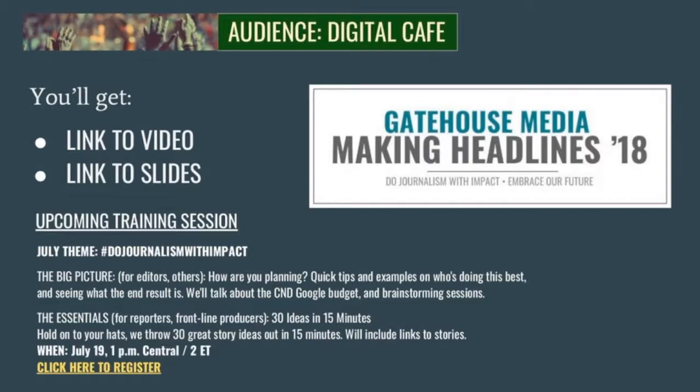And just a reminder for the upcoming training sessions, our July theme is Do Journalism with Impact. And so we have 2 sessions. The first one is July 19th. So you should be able to register for that, and we'll talk through the essentials for reporters and editors on how to do journalism with impact, how to do that investigative reporting, that big picture stuff.